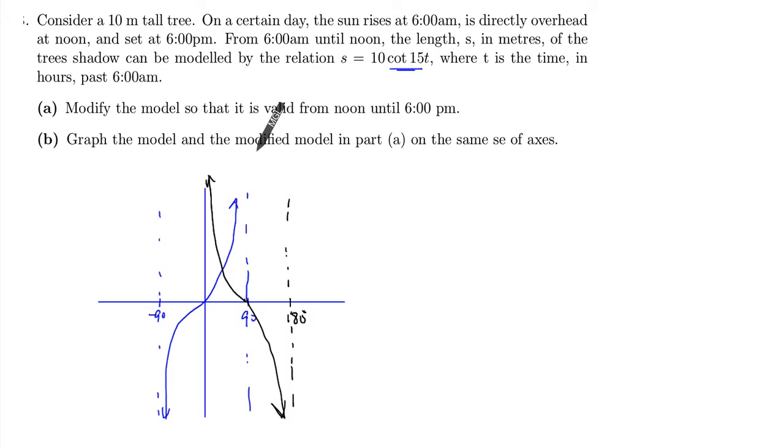Okay. So this models from 6 a.m. to 6 p.m. And let's see if the period matches. 360 degrees, 15 gives you, oh sorry, the period of cotangent is 180. So that actually does give you exactly 12 hours. So from here to here models 12 hours.